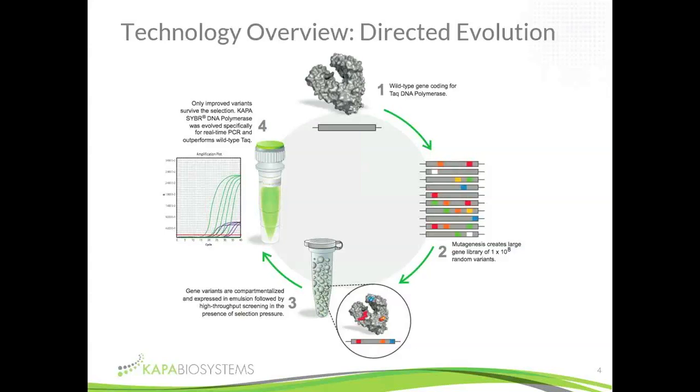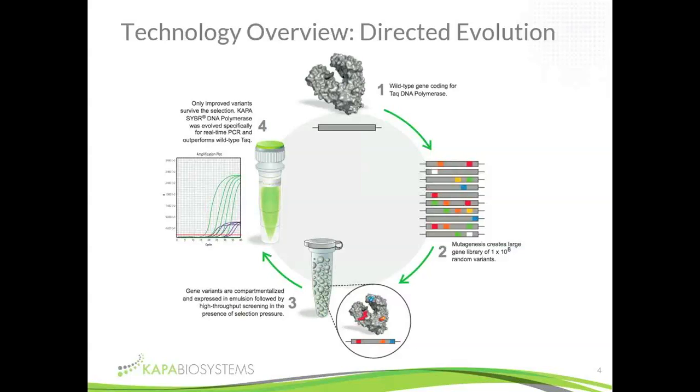We clone the gene library into an expression vector, transform it into E. coli, and express the mutant proteins. These proteins are compartmentalized, and the gene expression variants are expressed in emulsion. So this is similar to collapsing hundreds of 96-well PCR plates into a single tube. When this emulsion is made, we also add the selection pressure and use this to screen millions of variants.